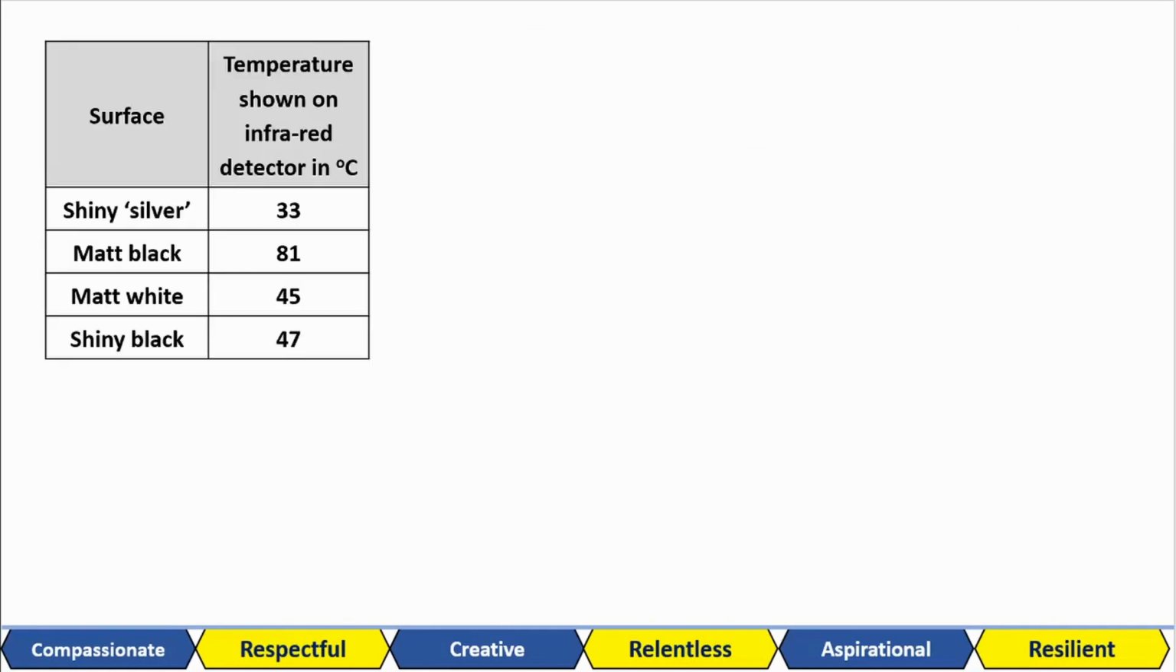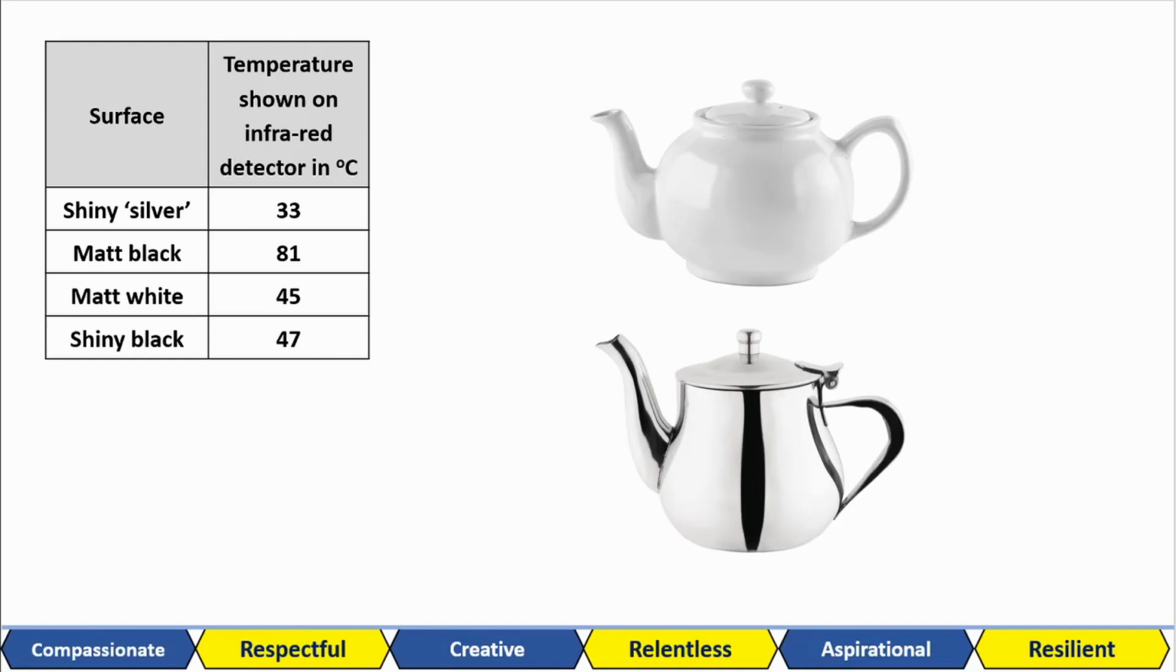Once you're done, you should have a table of results that looks something like this. Notice how the best radiator was matte black. That's why when you look at teapots, they're never matte black, because if they were matte black, they'd be cooling very quickly because the heat energy is radiating out. That's why they're usually very light and very shiny, because they're very poor radiators of heat.